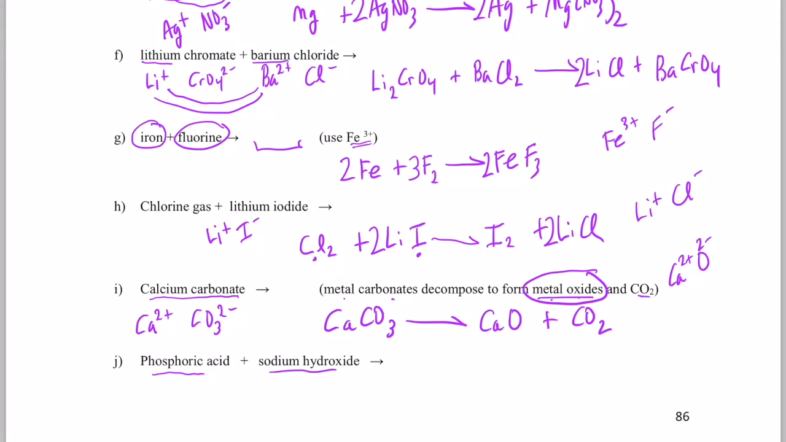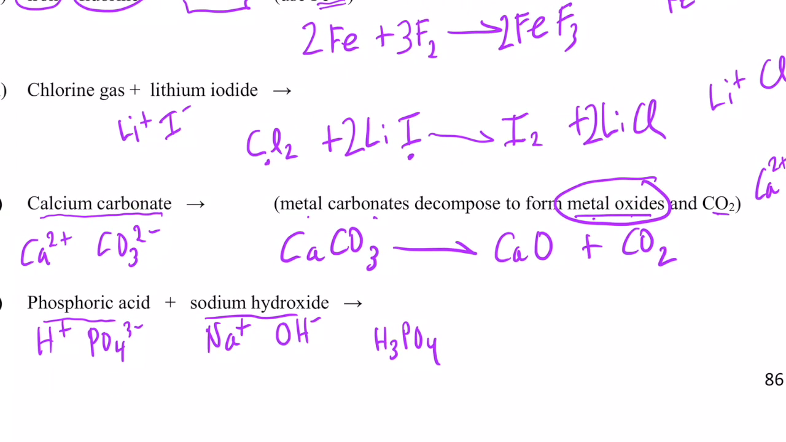Phosphoric acid and sodium hydroxide. Hopefully you recognize this as double replacement. Phosphoric acid comes from phosphate, which is PO4 3 negative. Remember, we have a hydrogen that acts like a metal with the 1 plus charge. Sodium hydroxide. Sodium's in group 1, it's 1 plus. Hydroxide's a polyatomic ion, OH negative. So let's see. We have H3PO4 as one reactant, and NaOH as the other reactant.